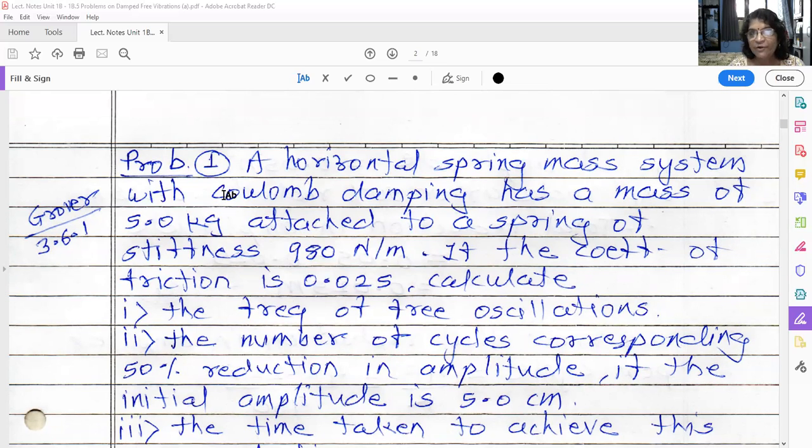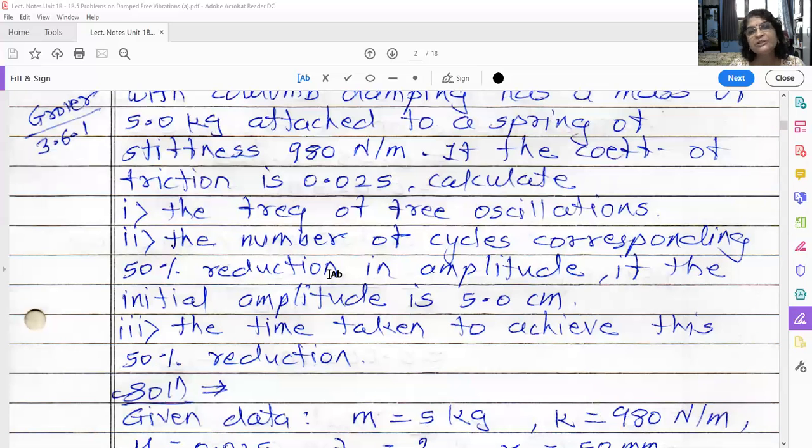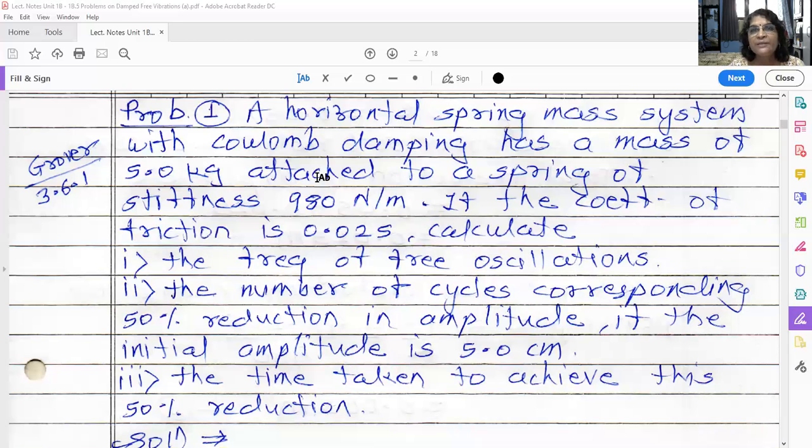This problem is taken from Grover. This is a problem on Coulomb damping. It is not on viscous damping, but one problem we will solve on Coulomb damping, that is dry friction damping. So let us read the problem.